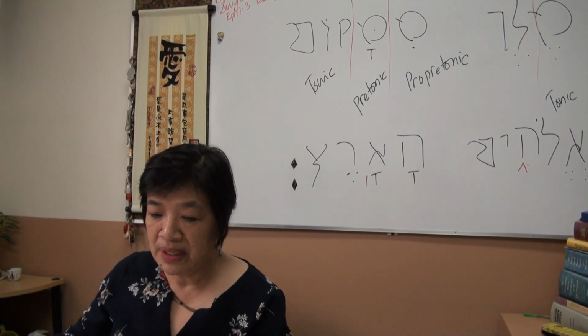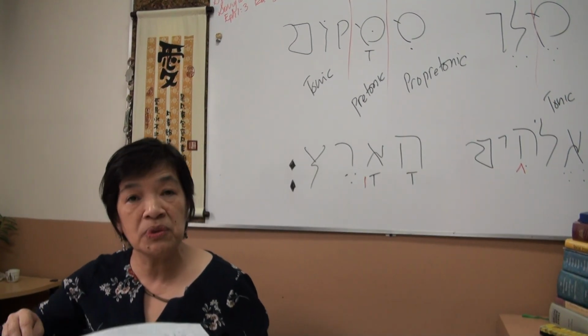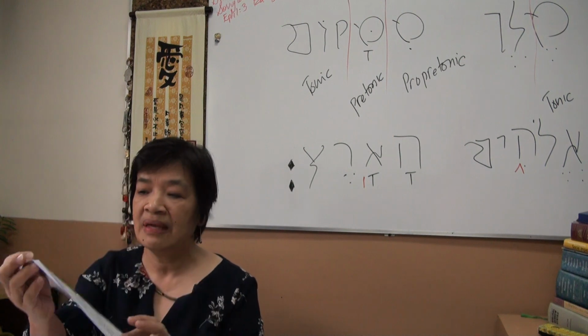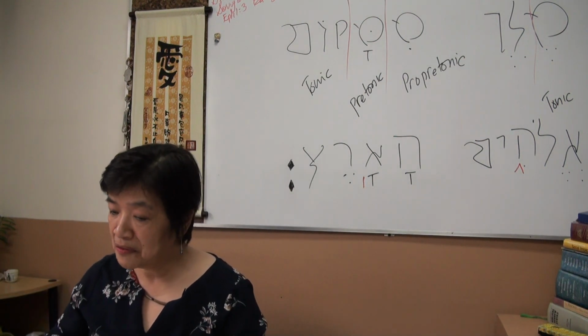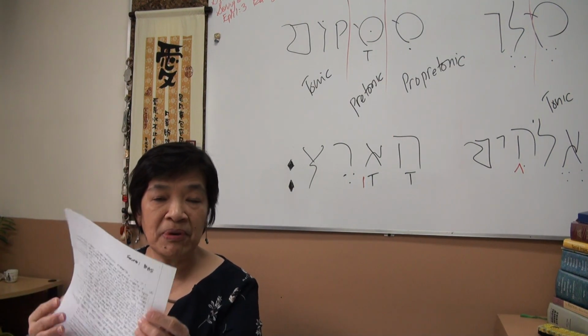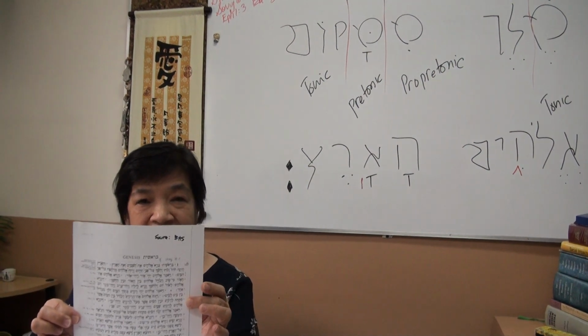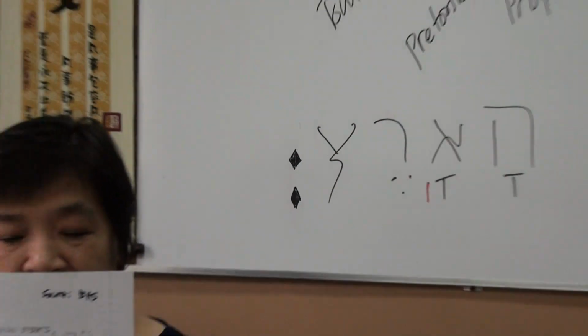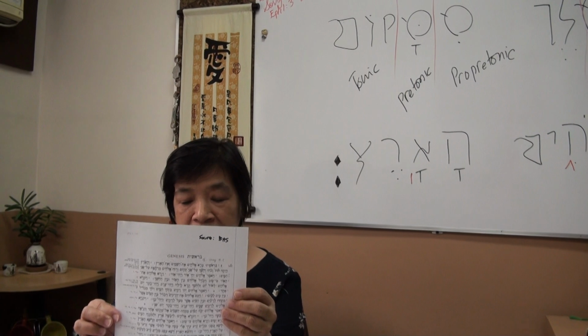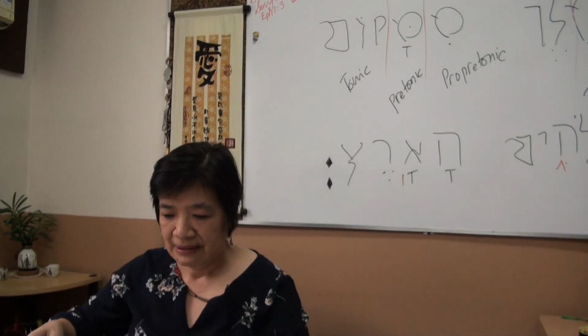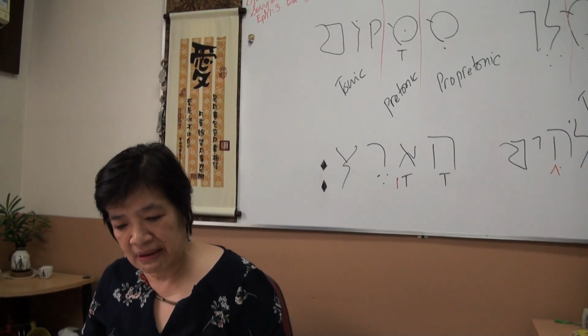Let's continue now with session 4. You should have these notes with you: accents, metheg, and makef, and also a page of your Bereshit, Genesis. So you should have this before you. We'll need this. So: accents, metheg, makef.